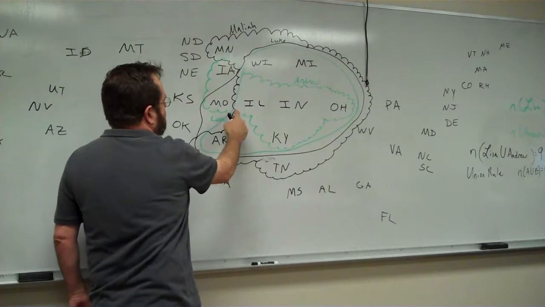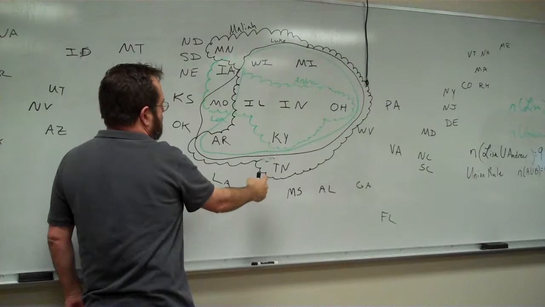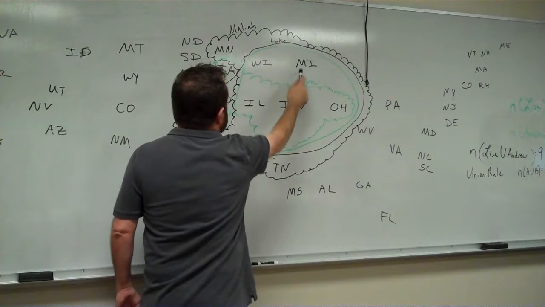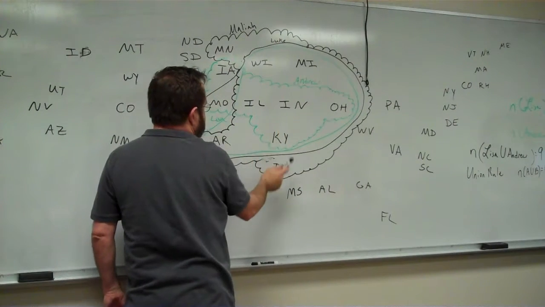Oh, then why is it so? Wait a minute, I have 10 on here. She said the black one. 1, 2, 3, 4, 5, 6, 7, 8, 9, 10. I wrote down 10. What did you miss? Minnesota, Wisconsin, Michigan, Illinois, Indiana, Ohio, Arkansas, Tennessee, and Kentucky.